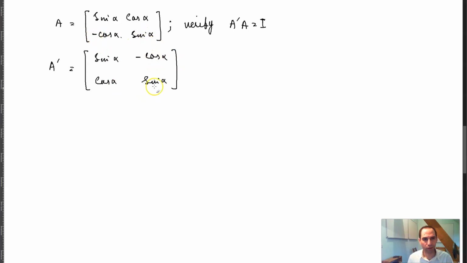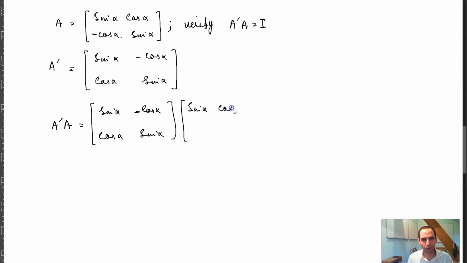So this row becomes a column here, and this row becomes a column here. And now if I write A prime times A, I will have sin alpha, negative cos alpha, times sin alpha, and multiplied by A, which is, that is A prime, that is correct, and A would be sin alpha, cos alpha, and negative cos alpha, sin alpha.